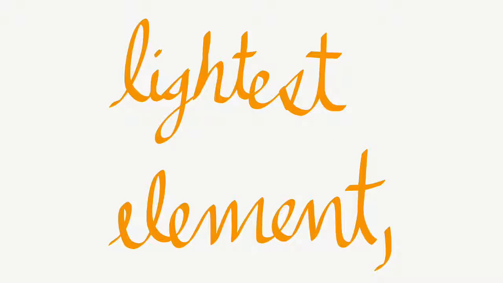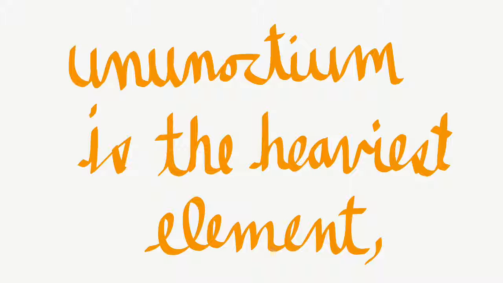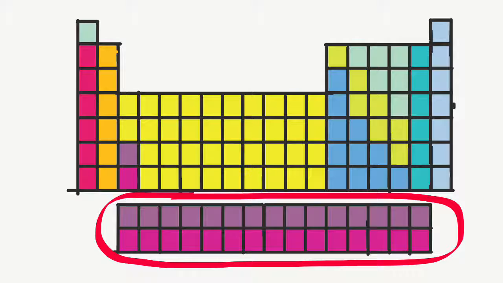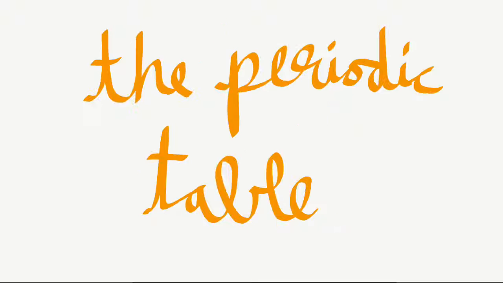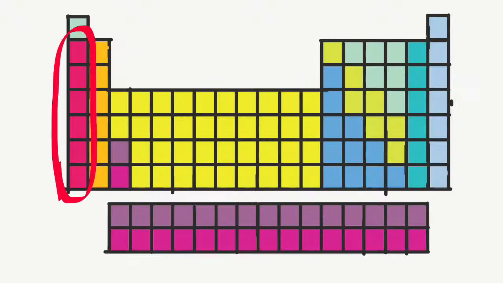Hydrogen is the lightest element, and it's all the way at the top left. Meanwhile, ununoctium is the heaviest element, and it's all the way at the bottom right of the periodic table. And that big chunk of squares at the bottom? That chunk is supposed to go over there, but if it did, the periodic table would be way too wide to easily display.